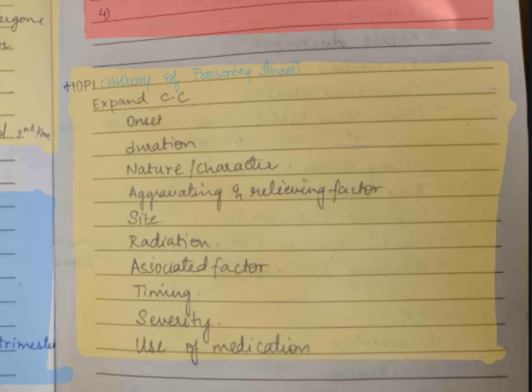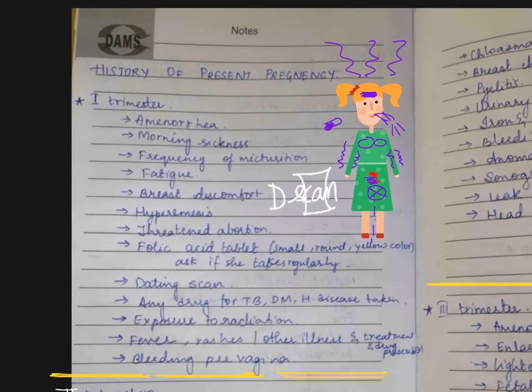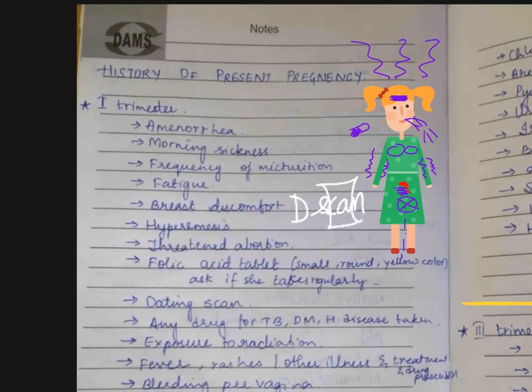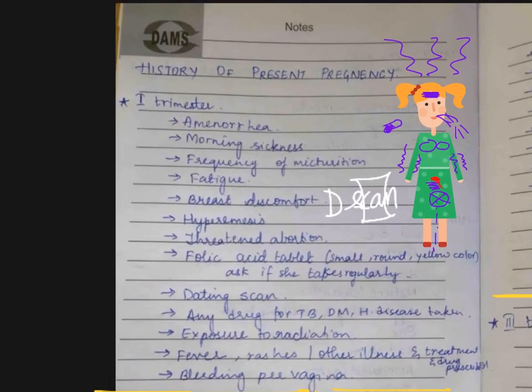And if she is using any kind of medication before, if she has consulted any doctor before, you need to ask that. Coming to the history of present pregnancy, if the woman is in the first trimester, you need to confirm the following parameters from the woman.